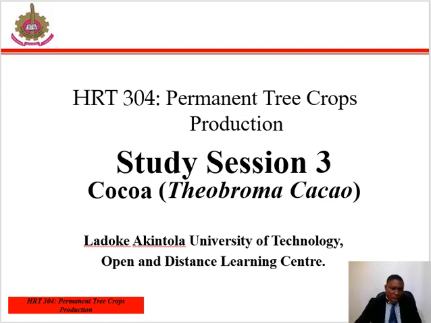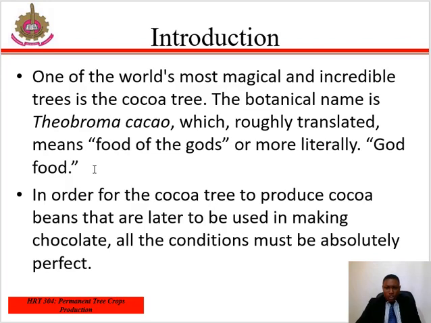Today we'll be discussing one of the cash crops, which is cocoa. One of the world's most magical and incredible trees is the cocoa tree. The botanical name is Theobroma cacao, which roughly translates as food of the gods, or more literally, God food.